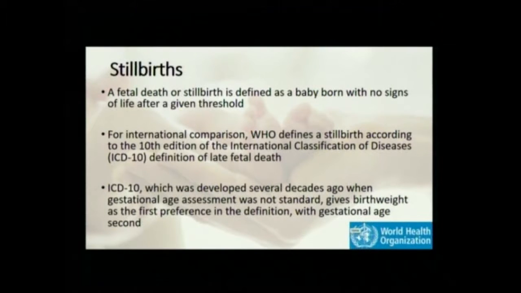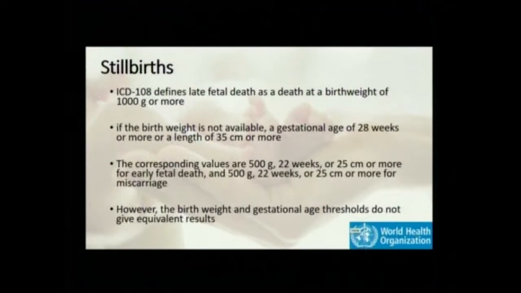So now look at the definition of stillbirth. There are many definitions running around. A fetal death or stillbirth is defined as a baby born with no signs of life after a given threshold. This threshold is what is very controversial. If you look at ICD-10, which was developed decades ago, they said it is non-standard, giving birth weight as the first preference in the definition over gestational age. If you look at ICD-8, they define it as 1,000 grams. So any baby less than 1,000 grams that has died in utero will be considered a stillbirth. Okay? And then we have, of course, various measurements like 35 centimeters or more.